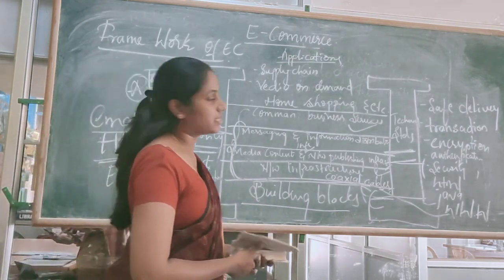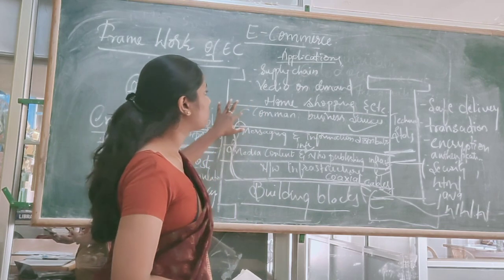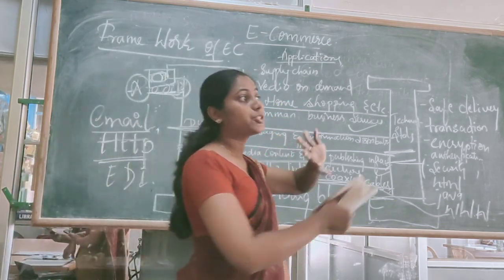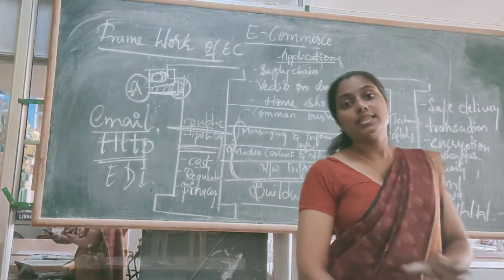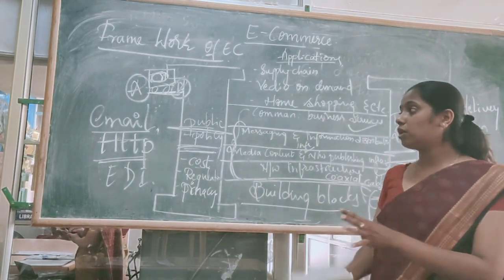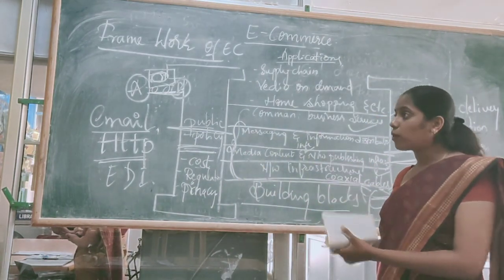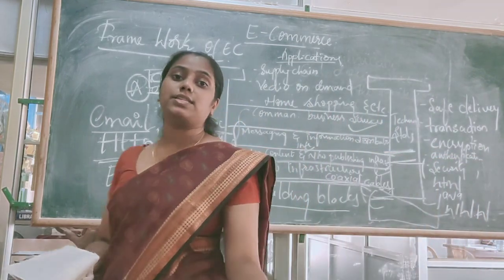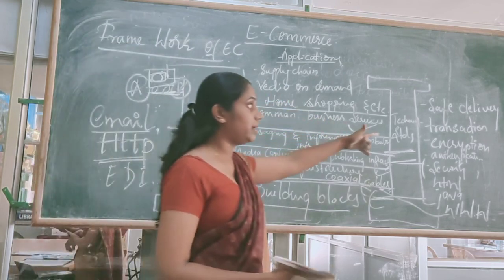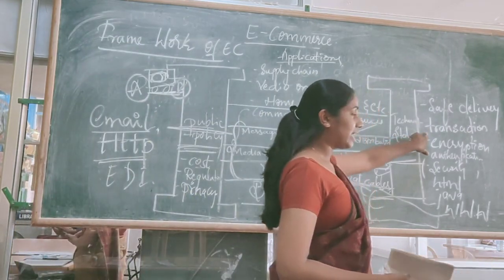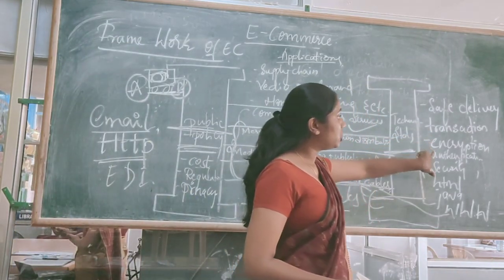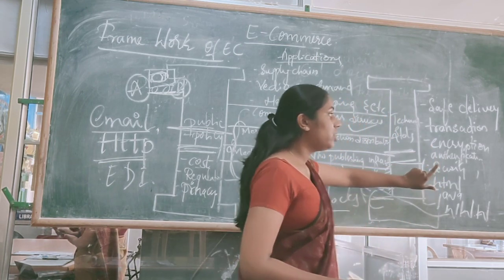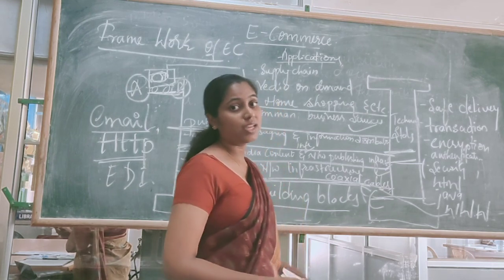Next one is the common business services. Common business services help to maintain all the other building blocks and supporting links by providing different services like safe delivery. They examine the transaction, ensure encryption and authentication, and also check the security of the customers.